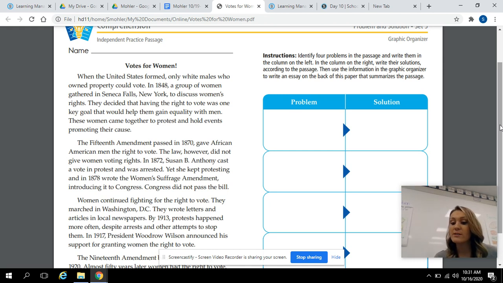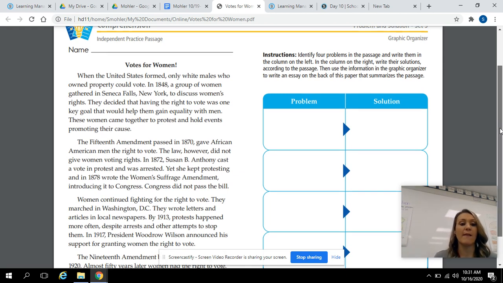So I will read this to you still, but I will not give you any clues or model any of it for you. You guys will do it completely independently. It is a test grade, so make sure you try your very best and that you put all the details that you want in it, okay?